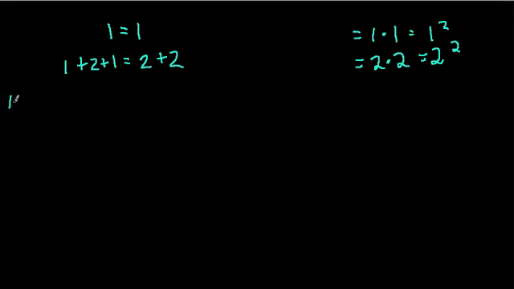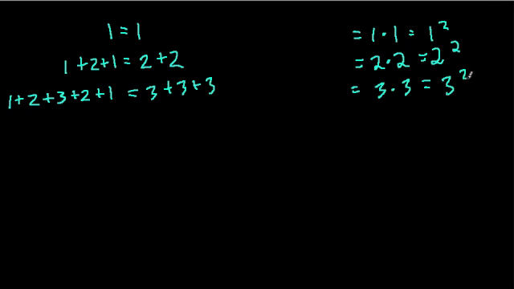Okay, now what if I go 1 plus 2 plus 3 plus 2 plus 1? What's that like? Well, in that case, that's like adding 3 threes. 3 plus 3 plus 3. Or 3 times 3, or 3 squared.